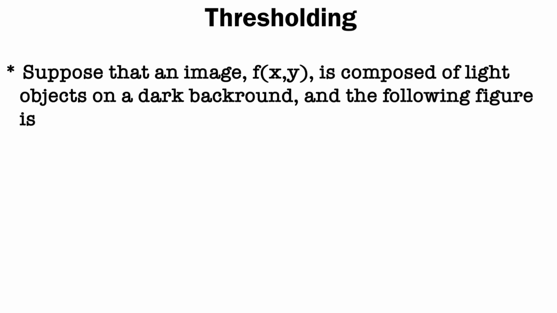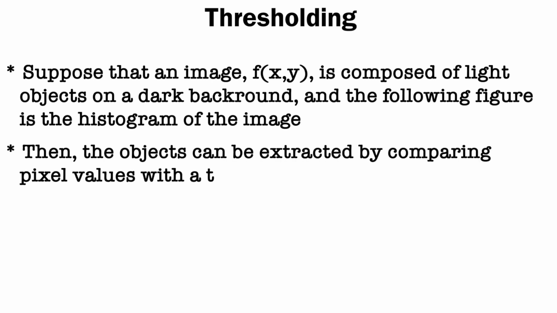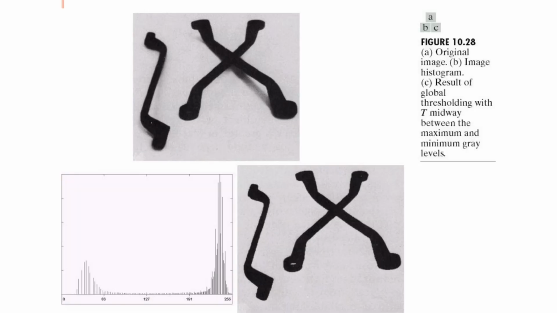Now what is basic thresholding? Suppose that an image f(x,y) is composed of a light object on a dark background, and the following figure is the histogram of the image. Then the object can be extracted by comparing pixel values with a threshold point T. Here in the image we can see the object is in black, or majorly the higher range of intensity values, and the background is in gray level values.